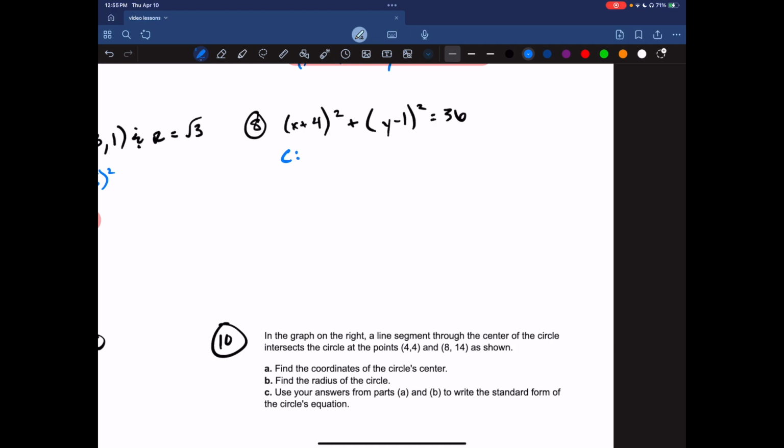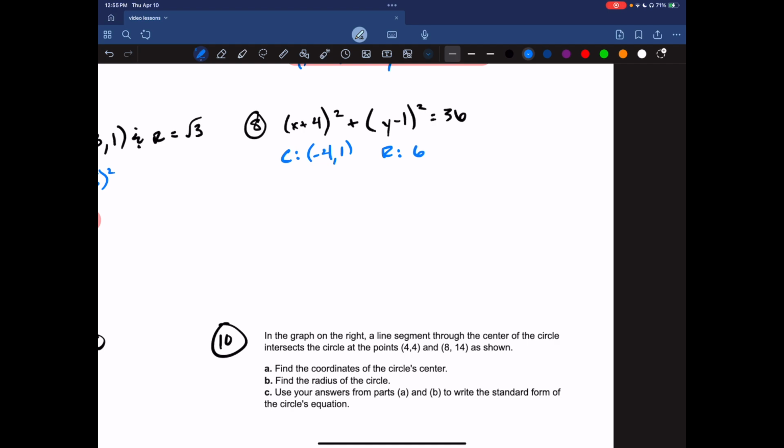The original is x minus h and y minus k. So this is going to be -4, +1 when I pull it out. And then my radius is going to be the square root of whatever this is on the right side. If it's a perfect square, that's great. In this case, it is, so it's going to be 6. If it's not, you want to give the radical or the simplified radical as your radius.